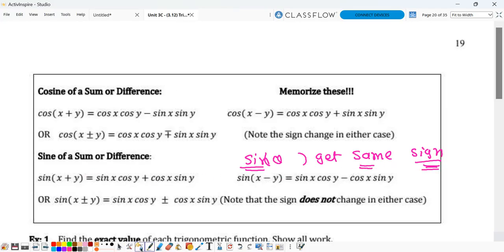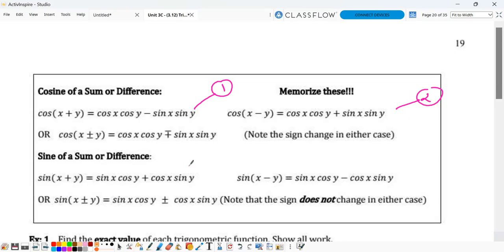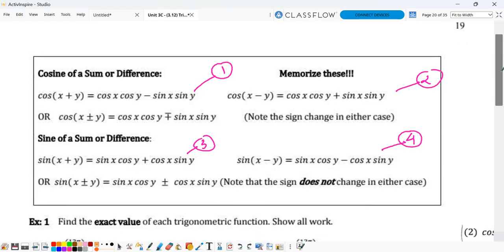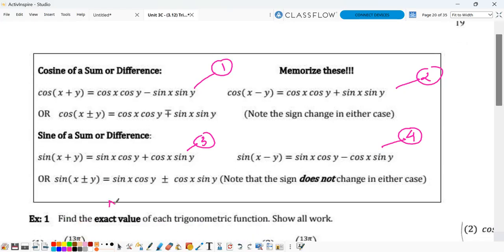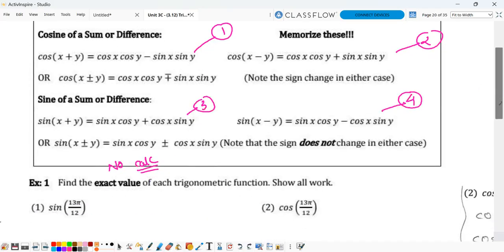So let's practice how we use them. The only way to know them is use, use, use. It becomes muscle memory. Number 1, number 2, number 3, number 4. You have to know all these formulas and use them. So let's start with one. Exact value means no calculator. Answer in fraction.